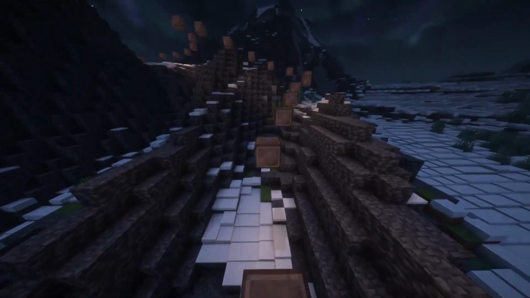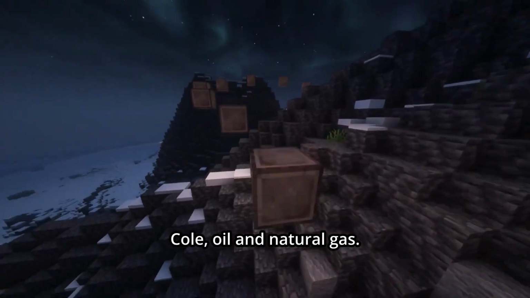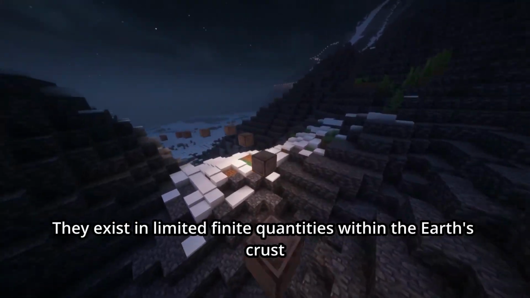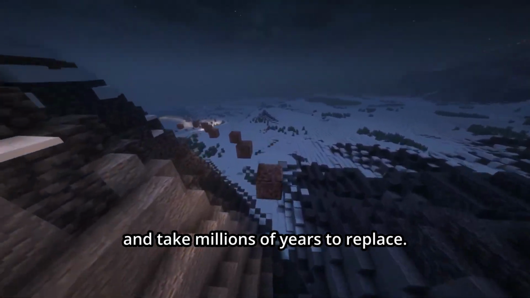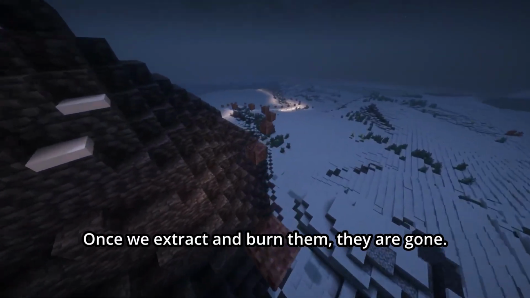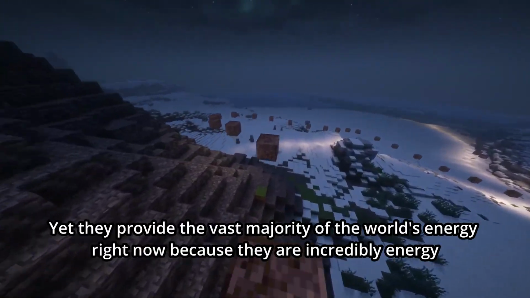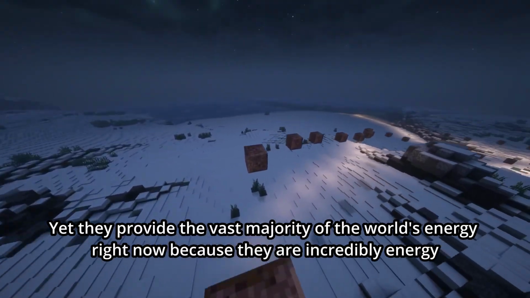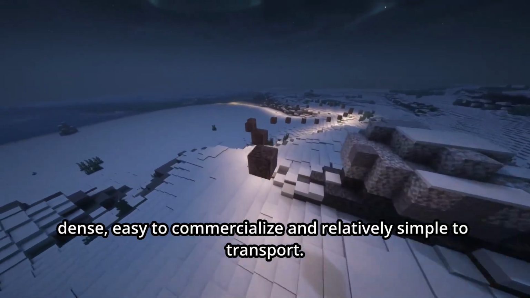It does. Which leads us straight into the big three, fossil fuels. Coal, oil, and natural gas. Right. These are non-renewable resources. They exist in limited, finite quantities within the Earth's crust and take millions of years to replace. Once we extract and burn them, they are gone. Gone for good on any human timescale. Yet they provide the vast majority of the world's energy right now because they are incredibly energy dense, easy to commercialize, and relatively simple to transport.